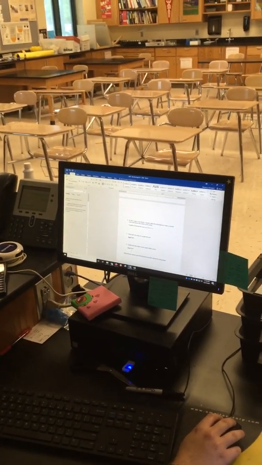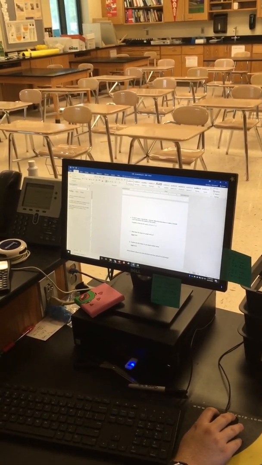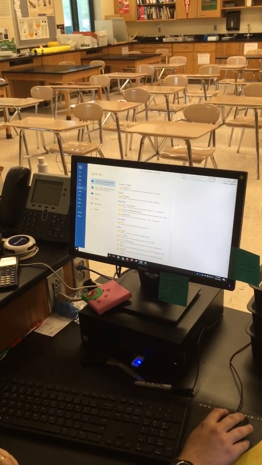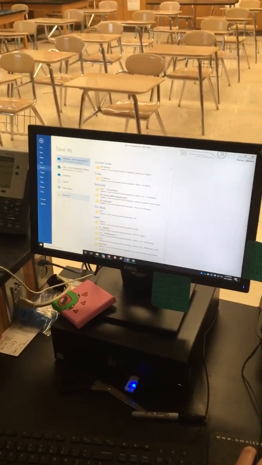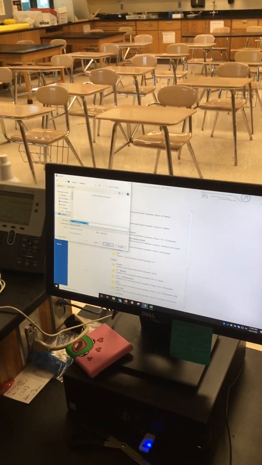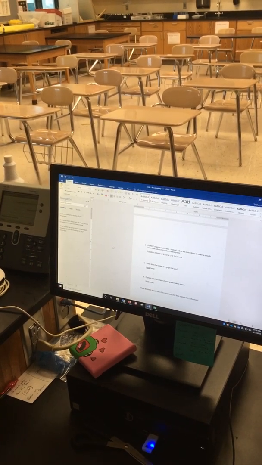So based upon that explanation, you should be able to answer these two questions. And again, you're going to want to save to your computer. So I usually, if I'm doing something like this, I would save to the desktop. So I'm just going to say, it's the Accelerating Car Lab. I'm going to save it to the desktop.